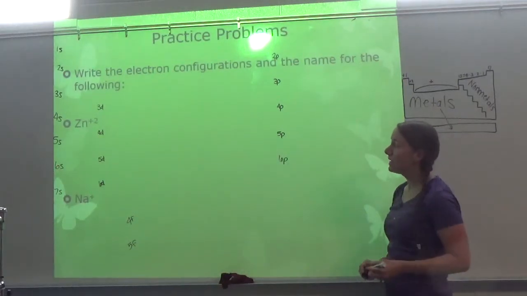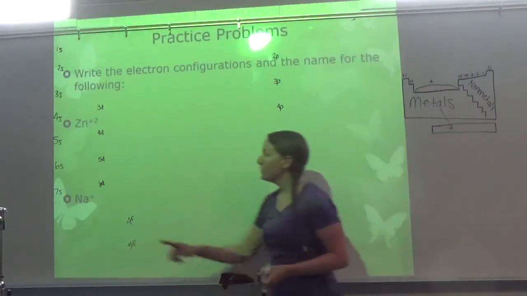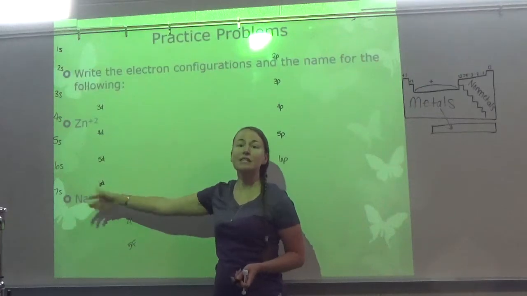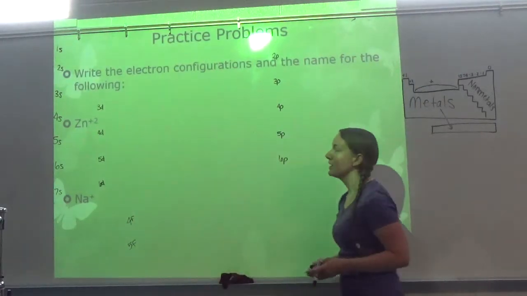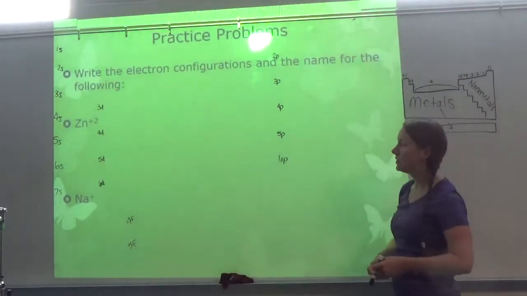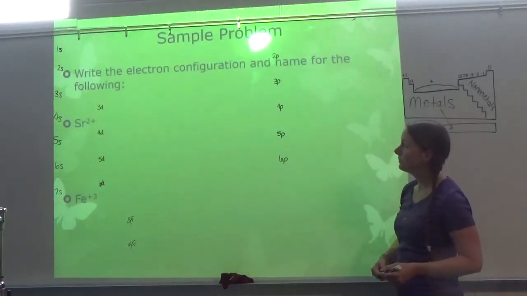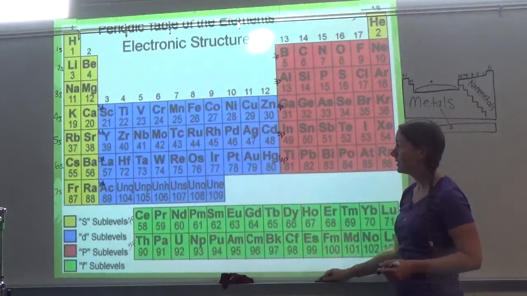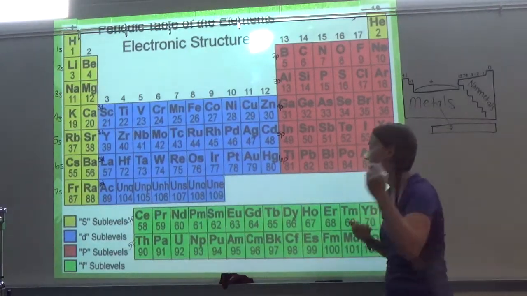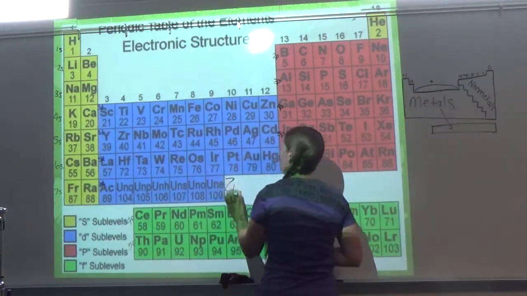So we have zinc with a positive 2 and sodium with a positive 1. Whenever you just see a positive or negative, that's an understood 1. So pause the video real quick and then we'll look at those. All right, so I'm going to assume that you got it. And let's look at these.